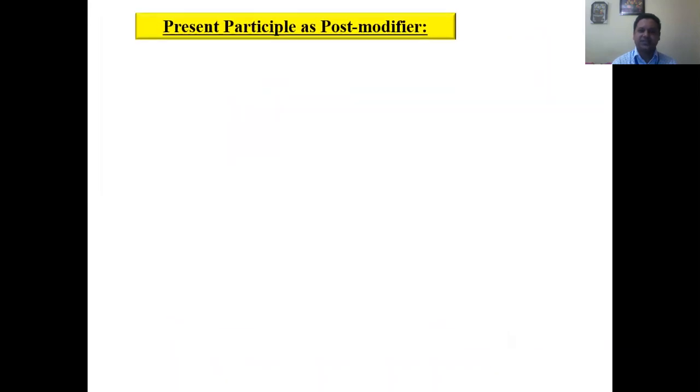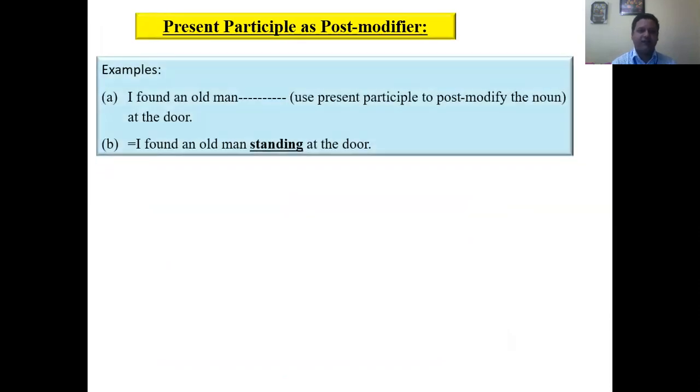Present participle as post-modifier. Now we will see the uses of present participle as post modifier. I found an old man dash at the door. Use present participle to post modify the noun. Here, the noun is an old man, man. We have to use a present participle after the noun so that it can post modify the noun.